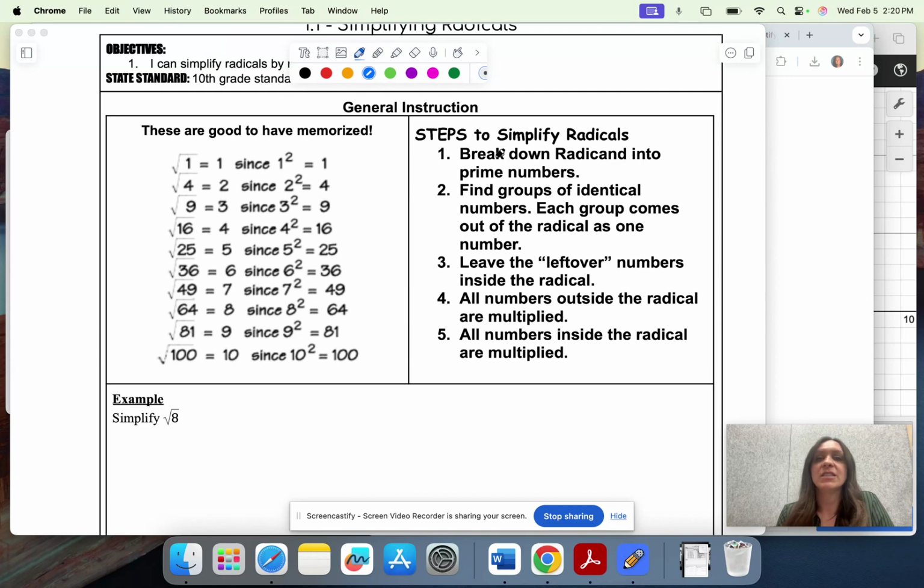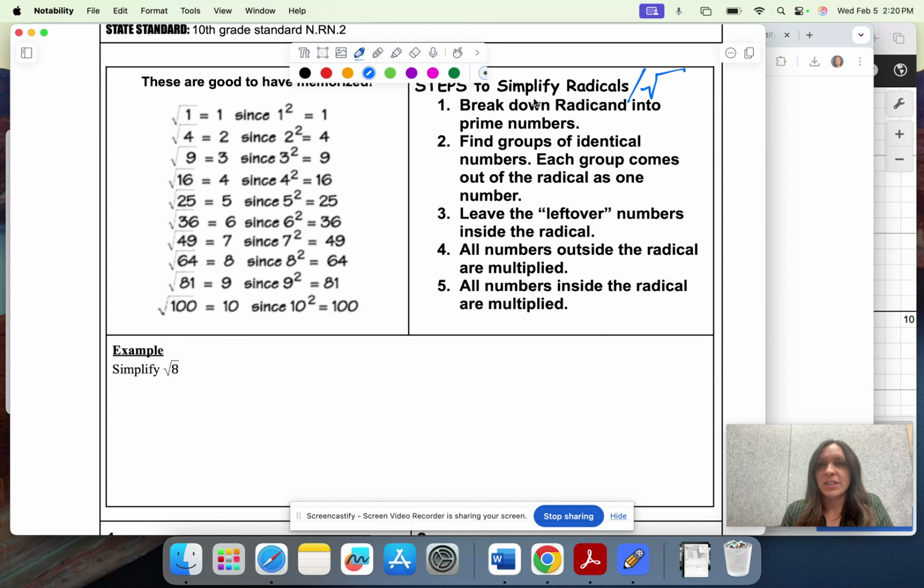Okay, so simplifying a radical. A radical is a square root. That is another way to say square root. So those are kind of interchangeable. We say radical, it's this, square root. Okay, so we're simplifying. And when I say simplify, I mean no decimals.